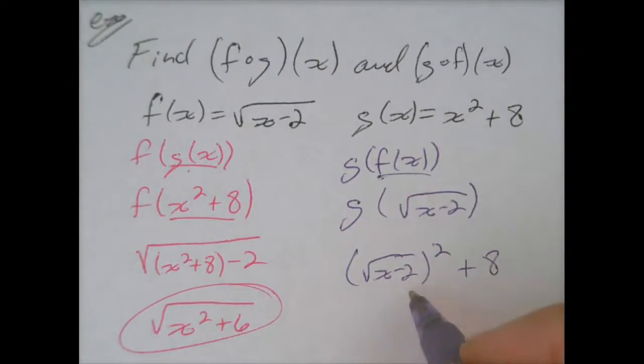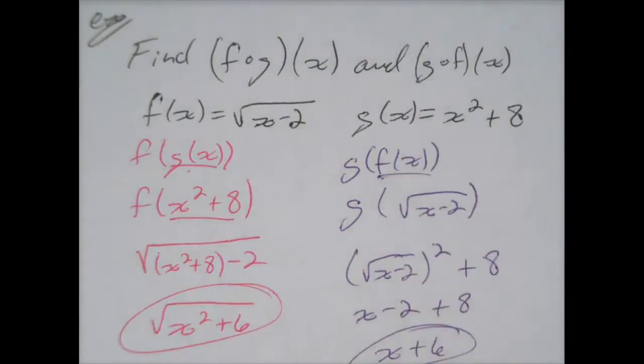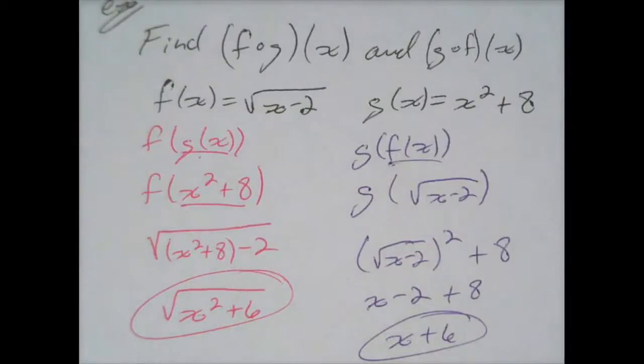Well, if I square itself, that's just going to come out as x minus 2, and then I have plus 8. So really this is just x plus 6. Cool. Hopefully that made sense to you guys.